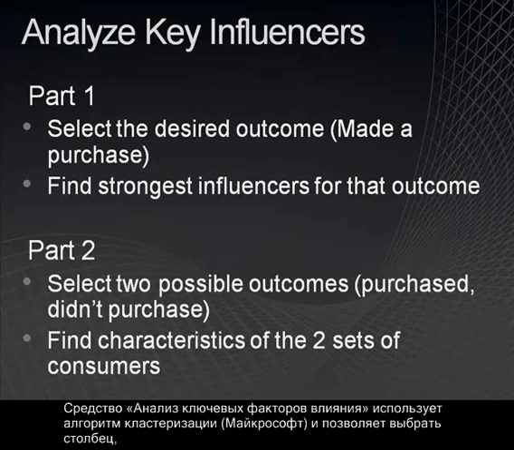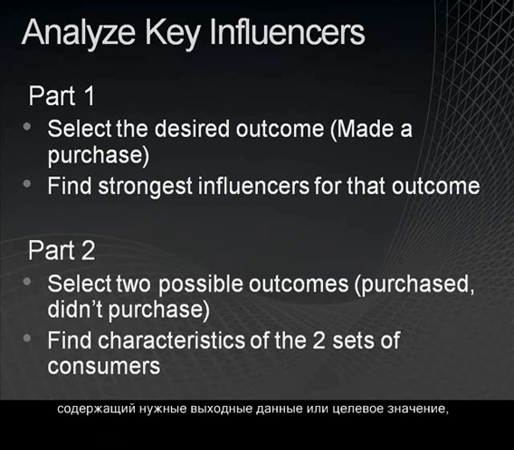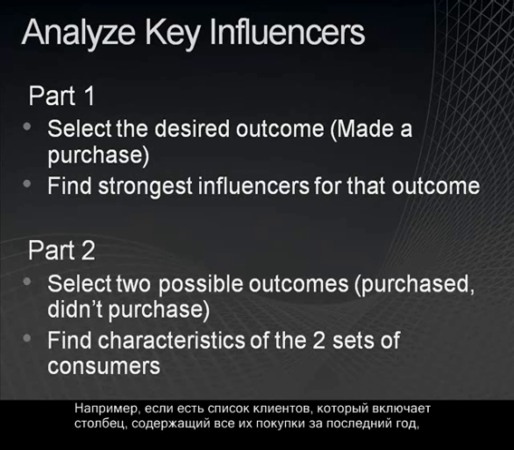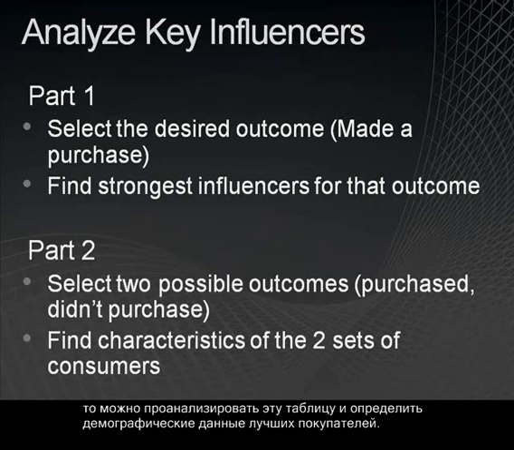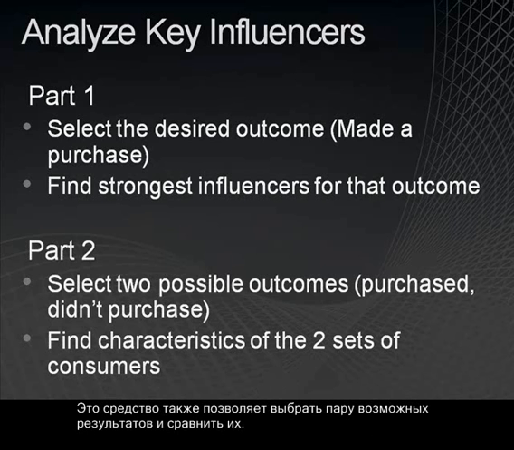The Analyze Key Influencers tool uses the Microsoft clustering algorithm to enable you to select a column that contains a desired outcome or target value, and then analyze the patterns in your data to determine which factors had the strongest influence on that outcome. For example, if you have a customer list that contains a column that shows the total purchases for each customer over the past year, you could analyze the table to determine the common characteristics of your top purchasers. The tool also enables you to select a pair of possible outcomes and compare them.